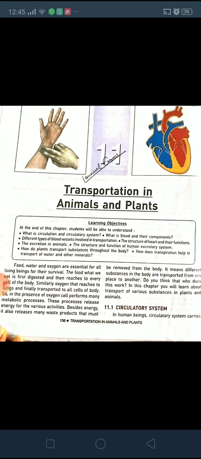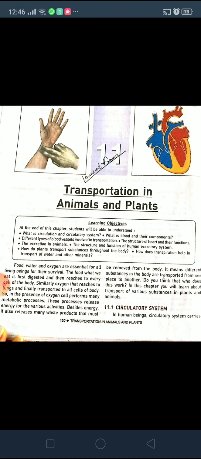As you know, food, water, and oxygen are essential for all living beings for their survival. The food we eat is first digested and then reaches every cell of the body. Similarly, oxygen reaches the lungs and is finally transported to all cells of the body. In the presence of oxygen, cells perform many metabolic processes. These processes release energy for various activities. So, one by one we will discuss that.